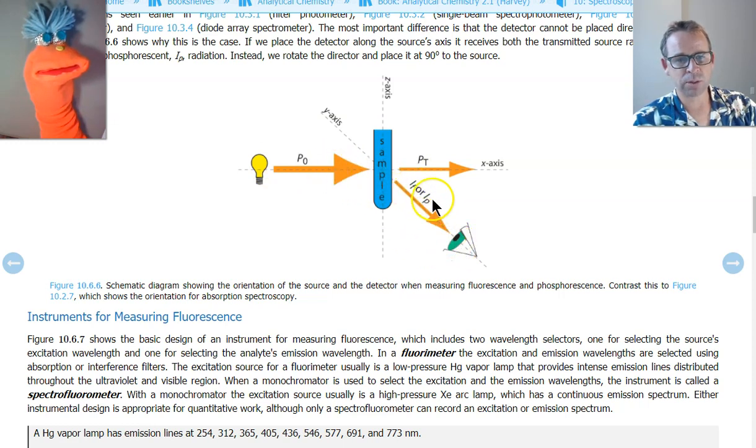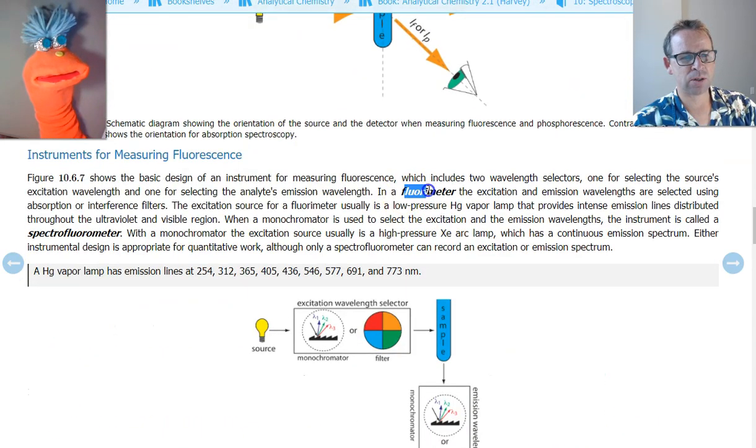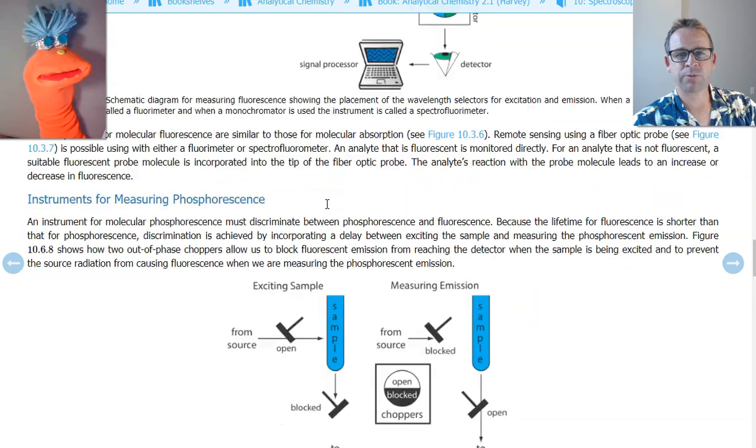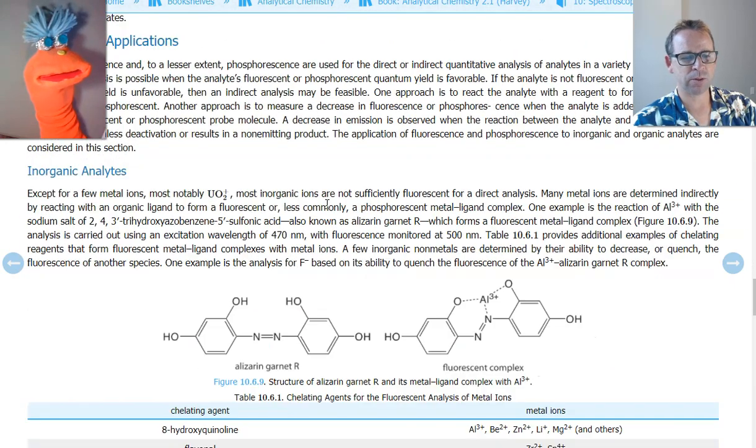And controlling those slit widths is usually what you spend a lot of time doing in preparing a method to make sure that your intensity, your signal, is consistent with your analyte. And the instrument that does this sort of thing is called a fluorimeter. All right. And that's as opposed to a spectrophotometer, which is looking at absorption from UV or visible rays.